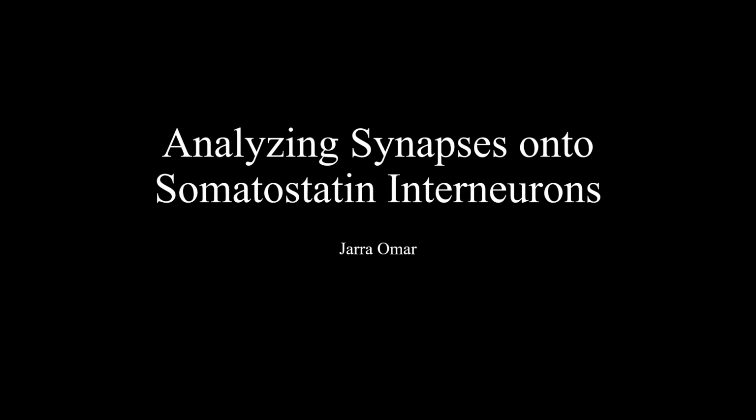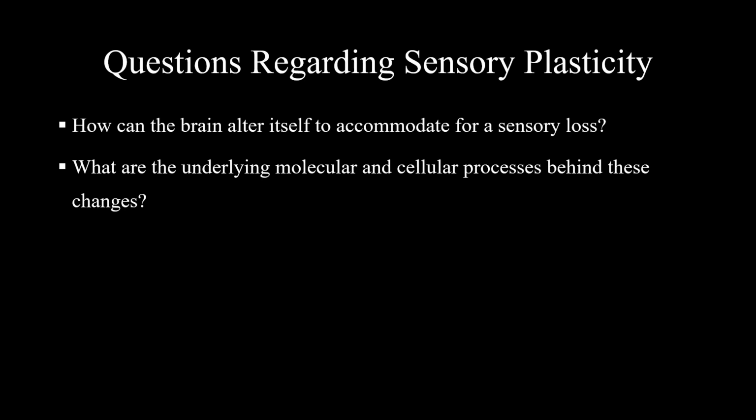My project is analyzing synapses onto somatostatin interneurons. Questions regarding sensory plasticity: How can the brain alter itself to accommodate for sensory loss? What are the underlying molecular and cellular processes behind these changes? An example of this would be you being in a completely dark room and someone randomly turning the light on. Your eyes start to hurt a bit because your brain is trying to compensate for that additional input of light.